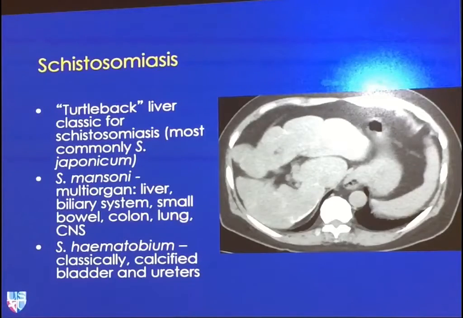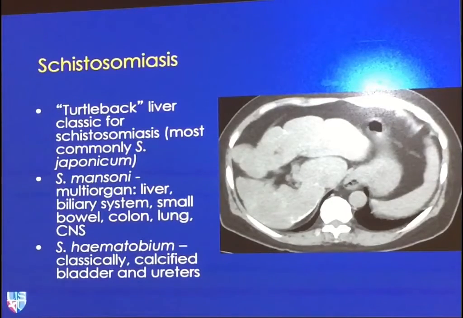But this isn't the only thing that we can encounter with imaging. If the infection is with Schistosoma mansoni, that typically manifests as multi-organ disease. We can see findings within the liver, within the biliary system, within the small bowel, colon, the lungs, or even in the brain.